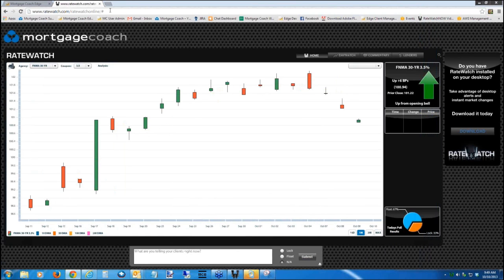So again, for those of you who weren't aware of it, there is a browser-based version of RateWatch, and if you haven't got RateWatch installed on your machine because you don't have admin rights, you can still get to this every day and stay on top of the bond movements.